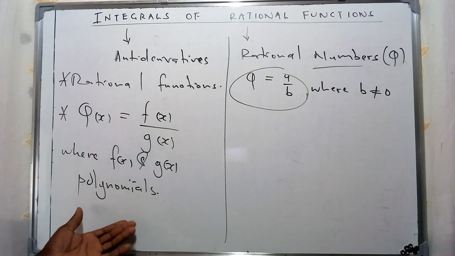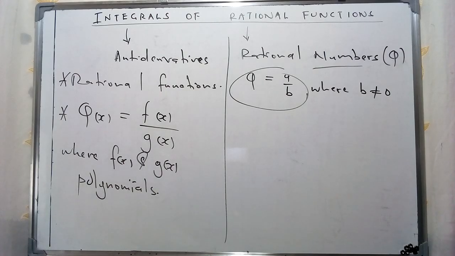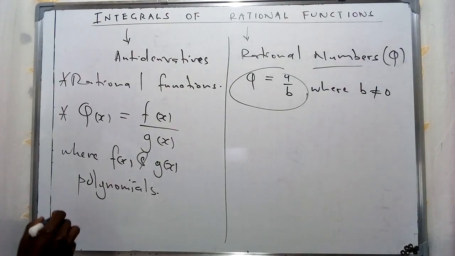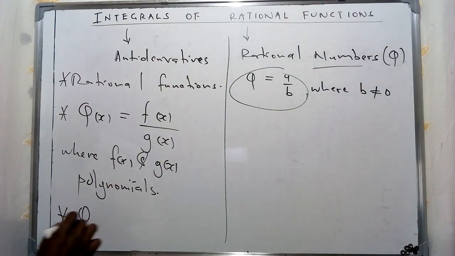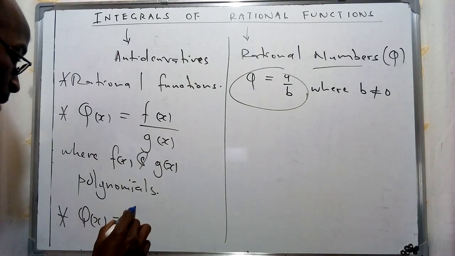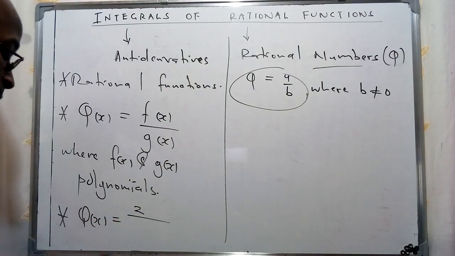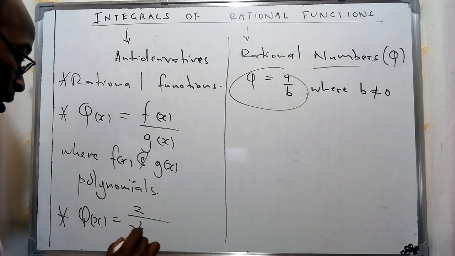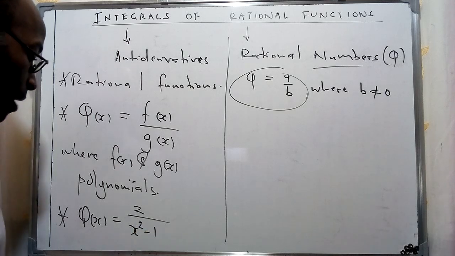Now, for the case in point, I'm just going to give an example, whereby we are going to have a q of x represented using a specific rational function of the form 2 all over the square of x minus 1.